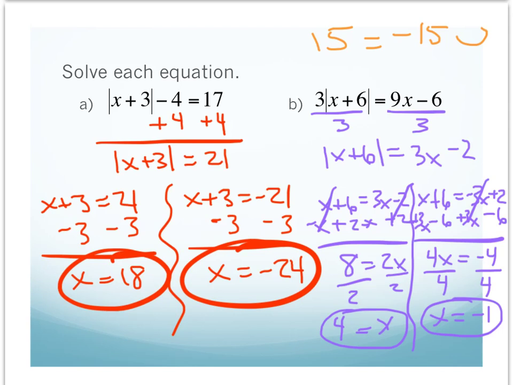So we have what we call an extraneous solution here. We did everything correctly. There's nothing that we did wrong in our work, but since this is an absolute value problem, not all the possible solutions that you come up with are actually going to work. So negative 1 is not an answer, only 4.